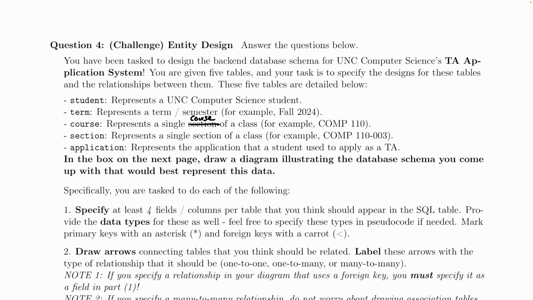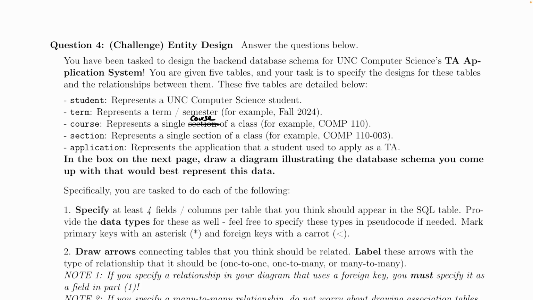But this one has 5 tables. So again, I said that on the quiz, you'll have to work with 4 tables. So 5 is 1 extra, which is why this is a challenge question. And these are our tables. We have student, which represents a student who'd be applying to be a TA. Term, which is referring to a semester, so like fall 2024, spring 2024, etc.